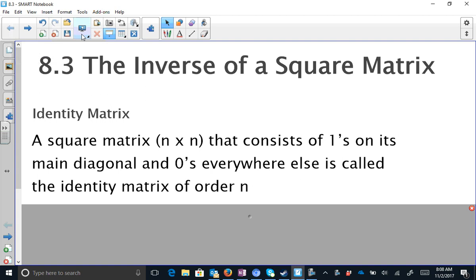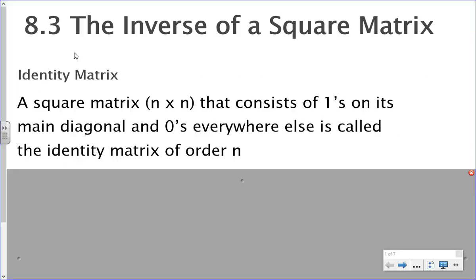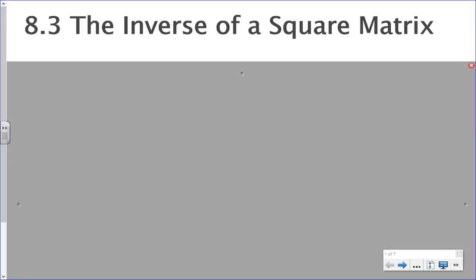Today's discussion will deal with square matrices. So we talked about square matrices in the very beginning. I said I don't really need to tell you the definition. You could figure out that we have the same number of columns as rows, but square matrices are special, okay? And today we're going to talk about what we can do with square matrices, okay?